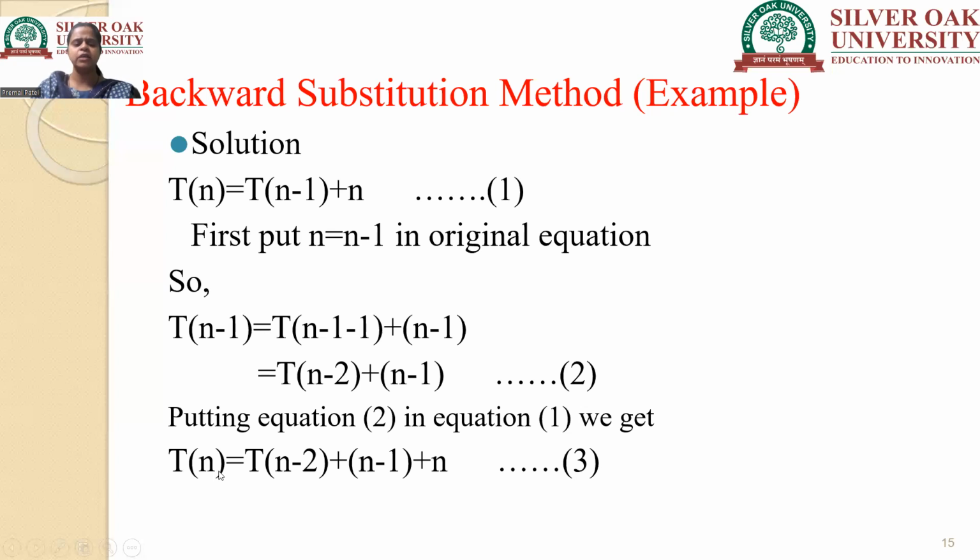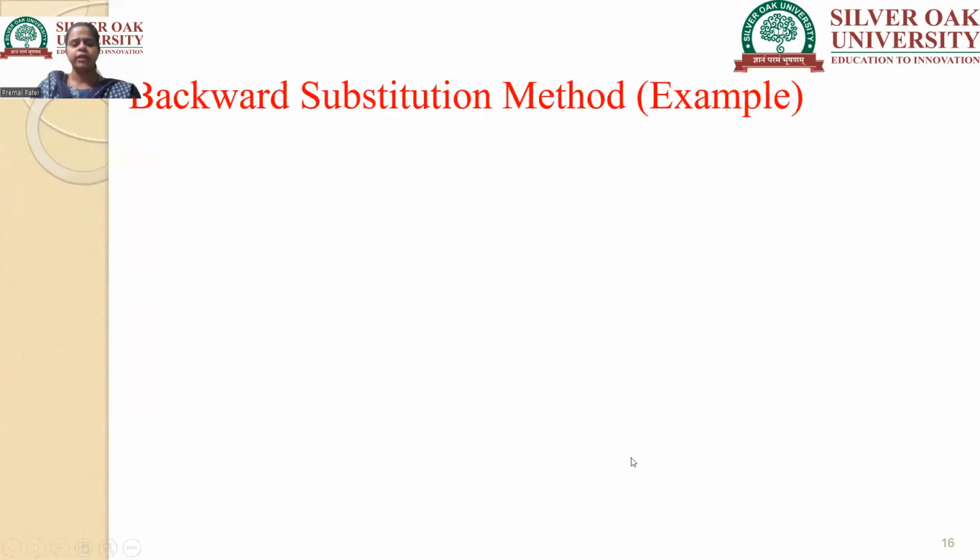Now putting equation number 2 in equation number 1, that is the original equation, we will get T of n is equal to, instead of T of n minus 1, we will put its answer, that is T of n minus 2 plus n minus 1, and plus n is already there. So after putting these values into the original equation, we will get this answer. We will give this as equation number 3.